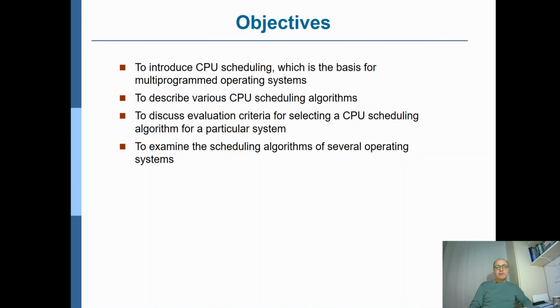So our objectives in this chapter are as follows. First, we will be discussing CPU scheduling for the multi-programming operating systems. That means we have several processes. Typically, most of these processes would be for an interactive system. We will also describe some different CPU scheduling algorithms and see how we can pick the correct algorithm for our needs for the operating system we have in mind. And we will also examine the scheduling algorithms of several operating systems.